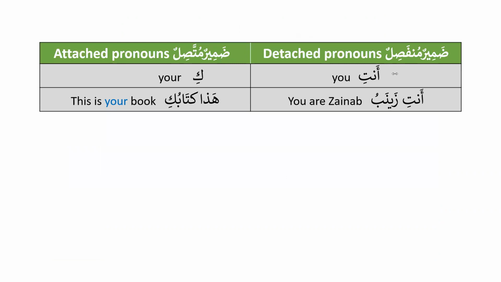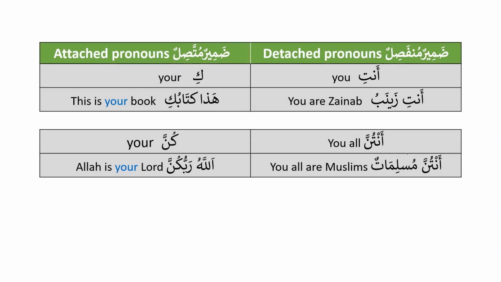Now we can see over here that we have the detached pronouns, dhamirun munfasilun, anti for the second person feminine singular, and the attached pronoun is ki. For example, we say anti Zainabu, you are Zainab, hadha kitabuki, this is your book. And when we talk about the plural, then we have the detached pronoun, which is antunna, you all, and the attached pronoun will be kunna, your. For example, antunna muslimatun, you all are Muslims, and Allahu rabbukunna, and Allah Azza wa Jal is your Lord.